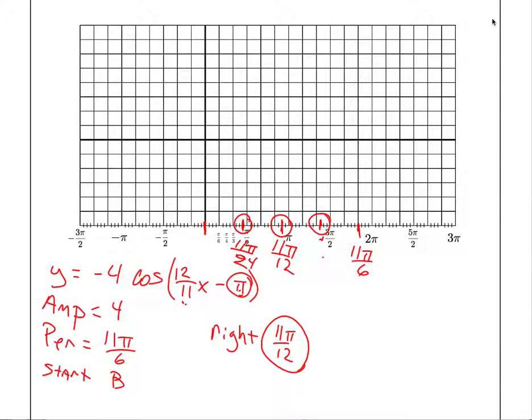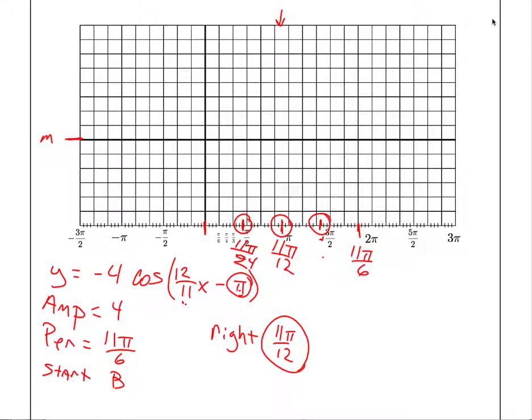All right. So, instead of starting on the y-axis, where am I going to start? I'm going to start at 11 pi over 12, so I'm going to mark that. That right there is my start. And where am I supposed to start? Top, bottom, or middle? I'm supposed to start at the bottom. So I go to this spot. Now I need to figure out what my bottom is. So there's my middle.